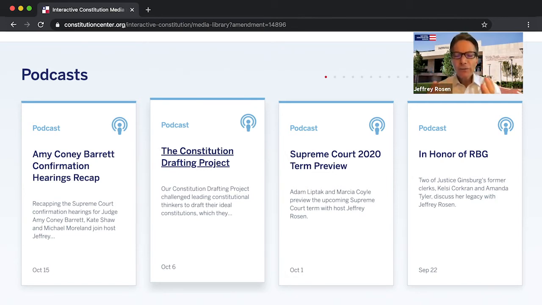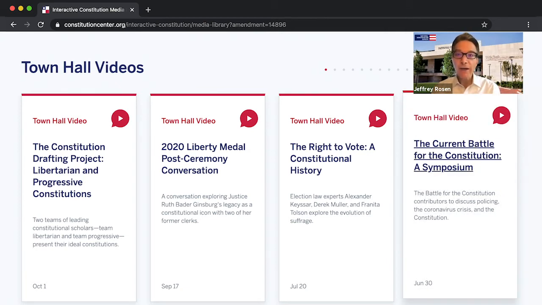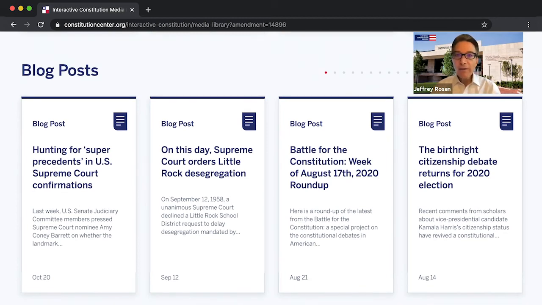We commissioned conservative, libertarian, and progressive scholars to draft constitutions from scratch, and we compared them and saw how they agreed and disagreed. Then we have our town hall videos, where every week we convene public programs about history and current events, which are so exciting. And this really great website we have with The Atlantic magazine called The Battle for the Constitution, where we convene scholars and writers of different perspectives to write about constitutional issues in the news. Our blog talks about what happened on this day and has nonpartisan explainers about history.